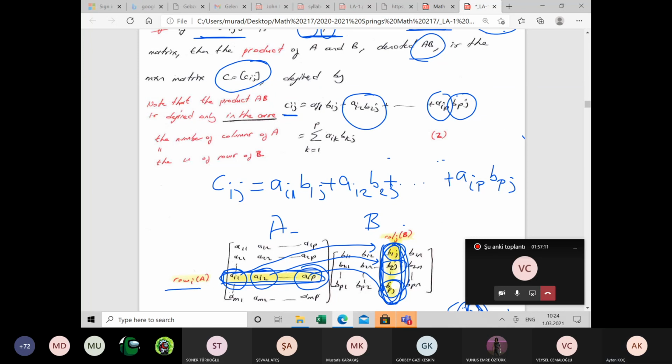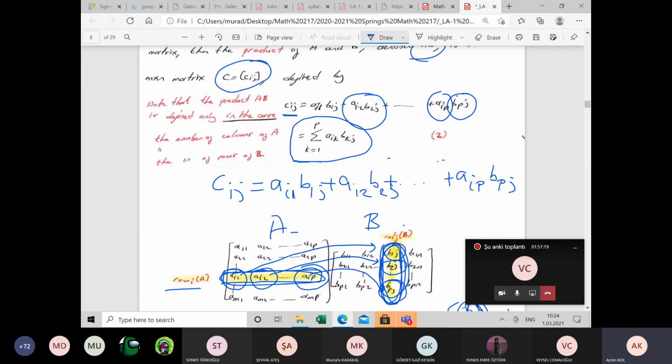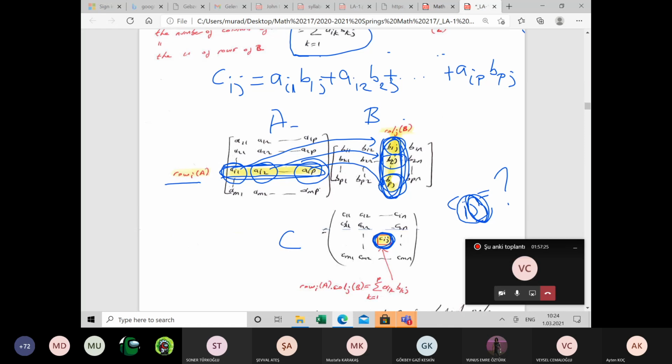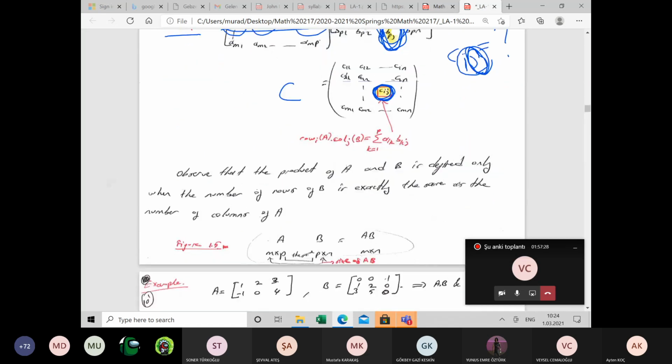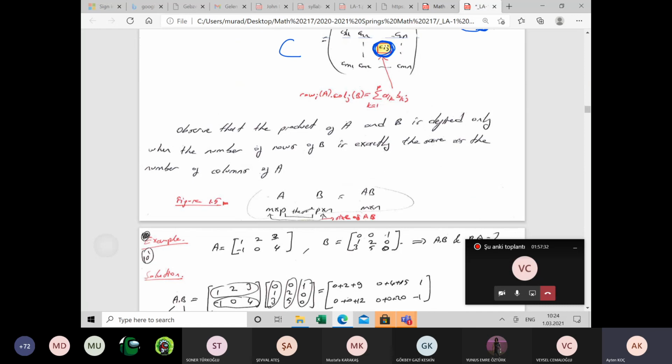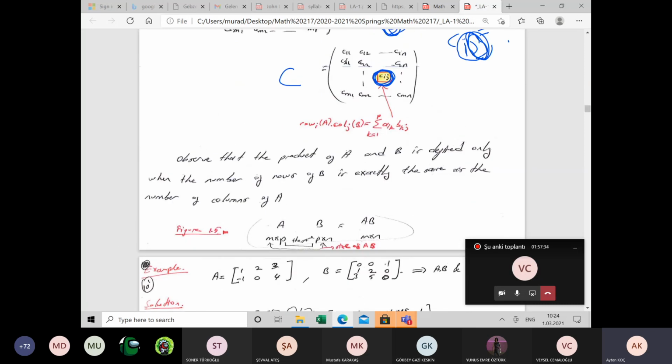This is denoted by the sigma notation, from k equals 1 to p, of A sub ik times B kj. Yes, let's stop here, and then we will give an example next day. Any question?